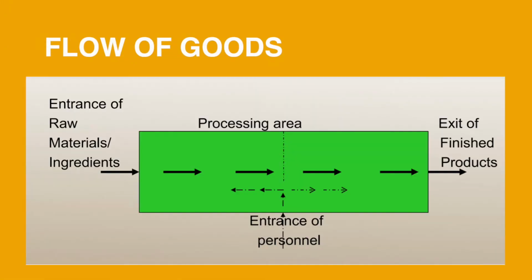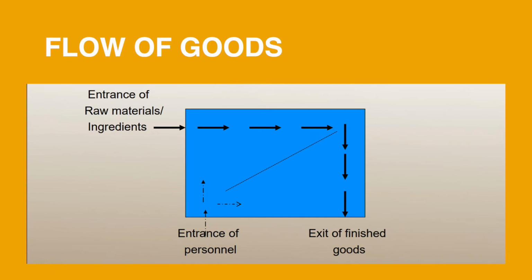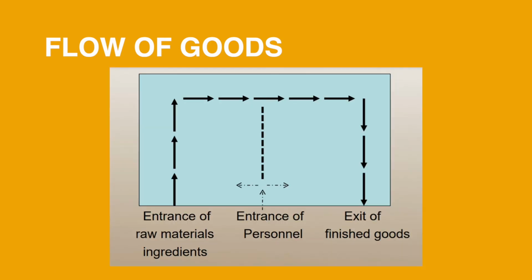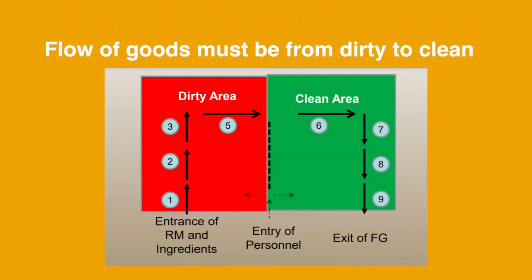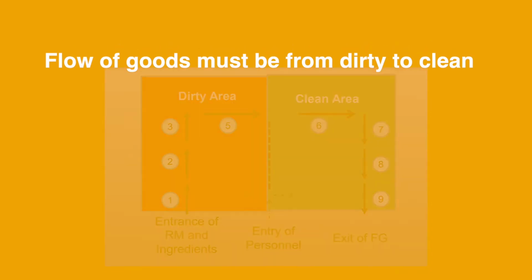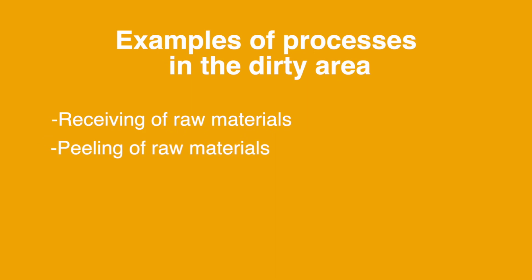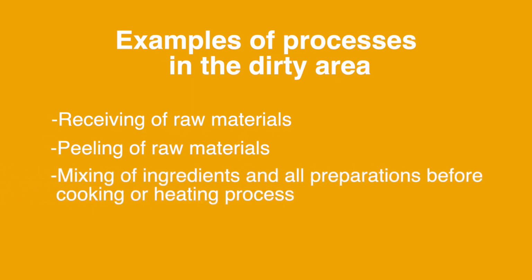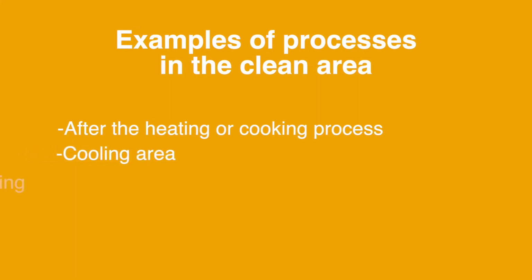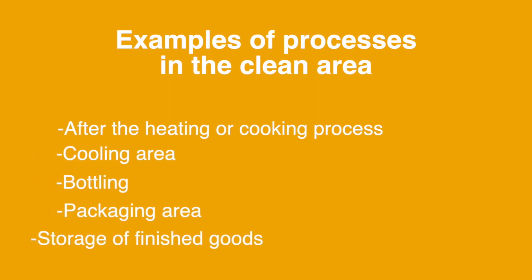This layout illustrates the proper flow of goods beginning from dirty to clean. There is a need to assure the flow of raw materials, finished goods, and personnel to avoid cross-contamination. Examples of processes in the dirty area are as follows. And examples of processes in the clean area.